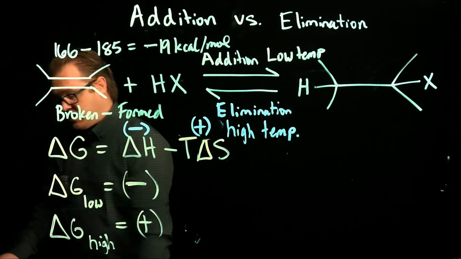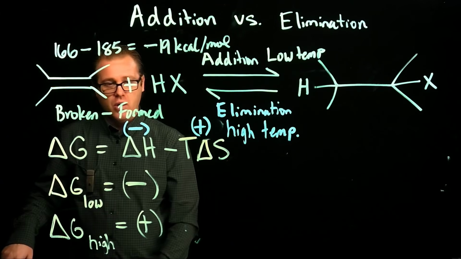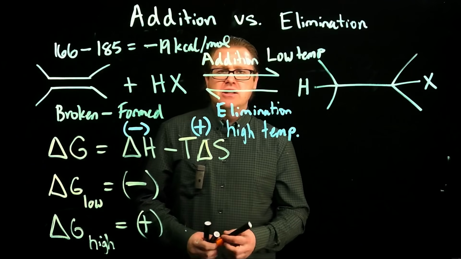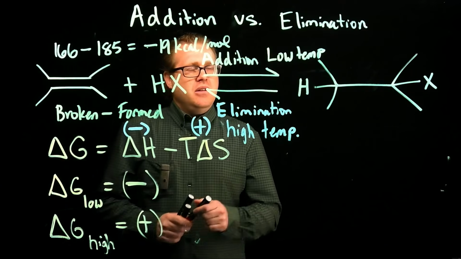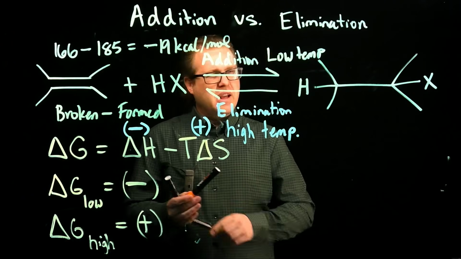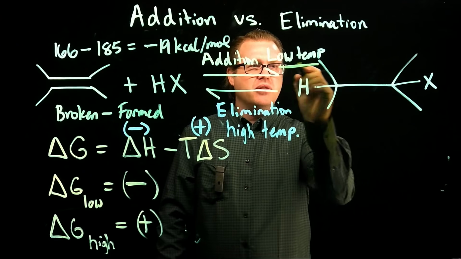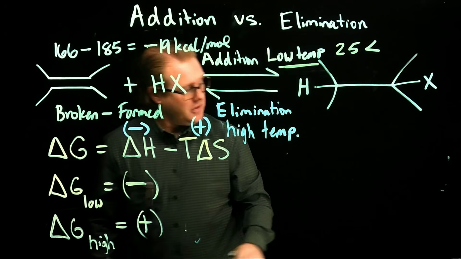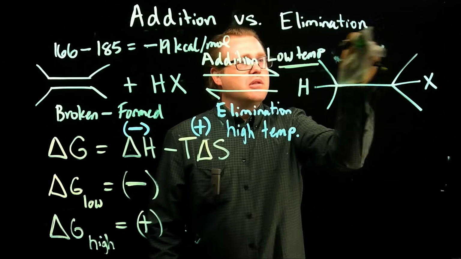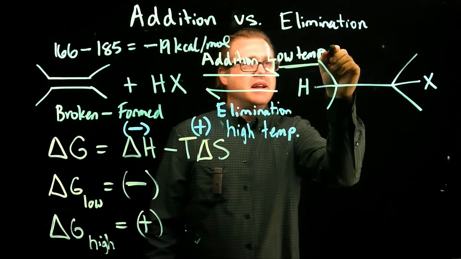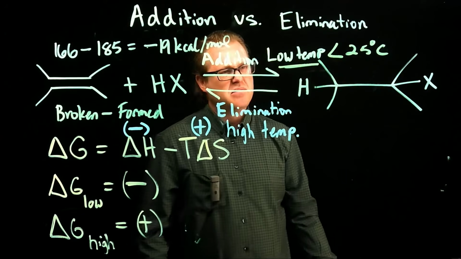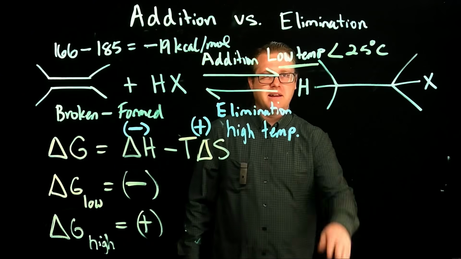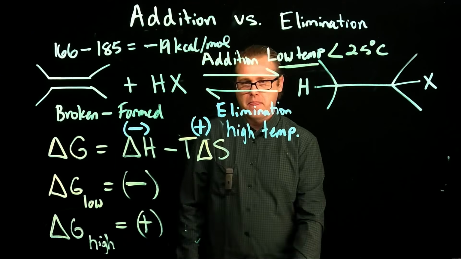So if you see a reaction that explicitly shows you a cold temperature, then that's a hint that we are going to do an addition reaction. For our class, generally speaking, a low temperature is anything that's less than 25 degrees C, typically. High temperatures are anything above room temperature, 25 C.